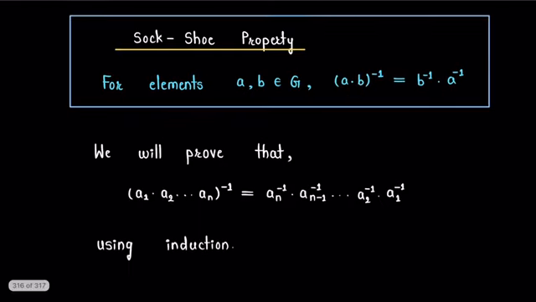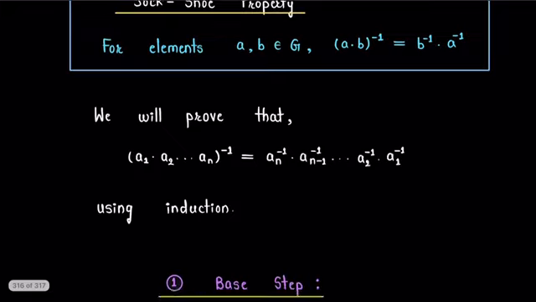Now we are going to prove that the inverse of a1, a2 up to an, that is the product of these n elements in the group, will be the product of the inverses of these n elements in reverse order. That is, the inverse of a1, a2 up to an is equal to an inverse, an minus 1 inverse, and so on up to a2 inverse and a1 inverse, and we will prove this using mathematical induction.